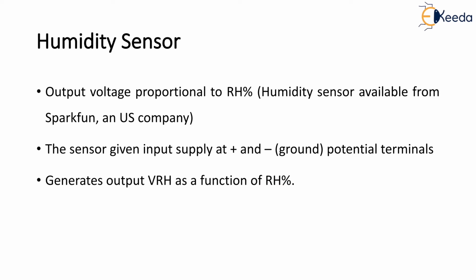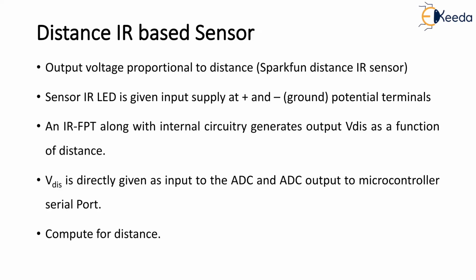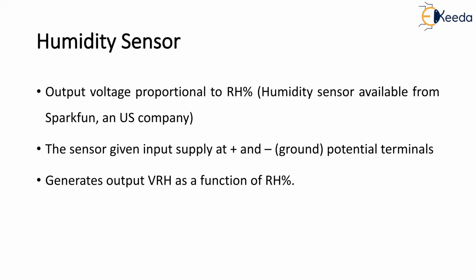Relative humidity, RH percentage, is the ratio of the water vapor content in air compared to the maximum possible water vapor content for the air temperature at the instant of measurement. Greater than 90% humidity signifies a rainy day. A capacitor sensor shows changes in capacitance as the percentage of relative humidity changes. The readily available humidity sensors show output voltage proportional to RH, that is relative humidity percentage.